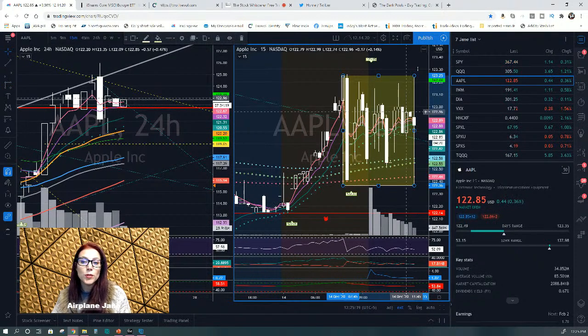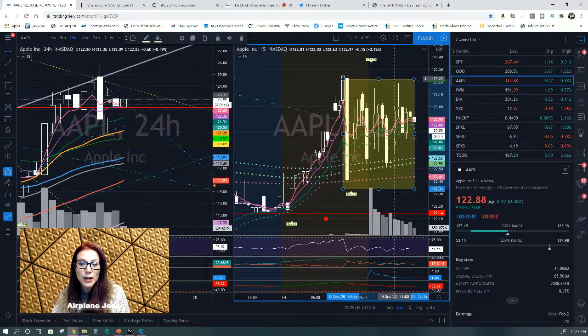We need to have a move one way or the other, really, right? It needs to really break above 123.25 right here, or back down below 122.30.